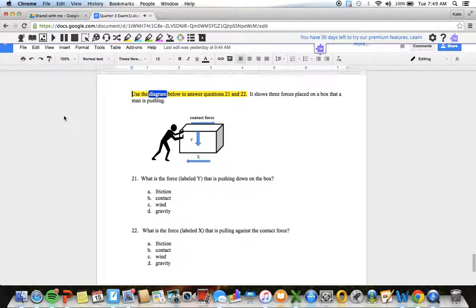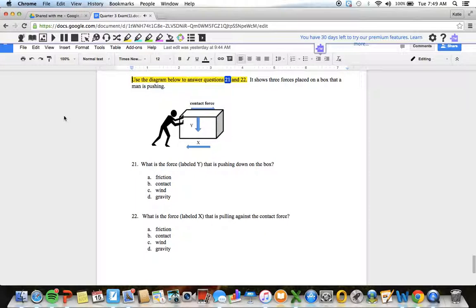Use the diagram below to answer questions 21 and 22. It shows 3 forces placed on a box that a man is pushing. 21. What is the force labeled Y that is pushing down on the box? A. Friction. B. Contact. C. Wind. D. Gravity.